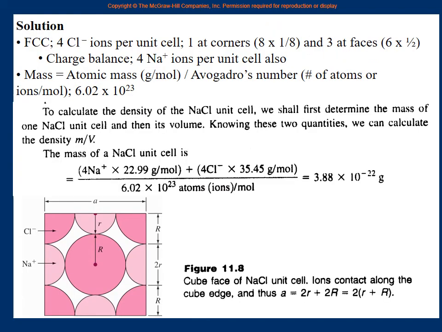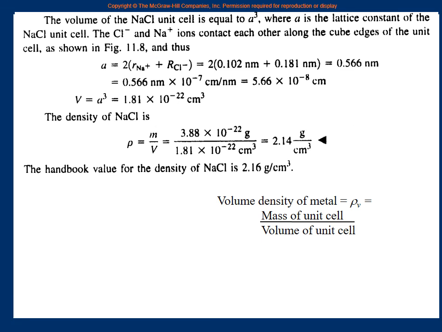Right, so yes, whatever we have just told you is there. And if you want to find the mass, then 4 sodium into the mass of sodium, 4 chlorine into the mass of chlorine upon Avogadro's number. So this is the total mass in this unit cell, right? This is the total mass of atoms, chlorine plus sodium. And A is equal to 2R of sodium, right? Plus 2R of chlorine, the radius of sodium and the radius of chlorine. So A is this value.